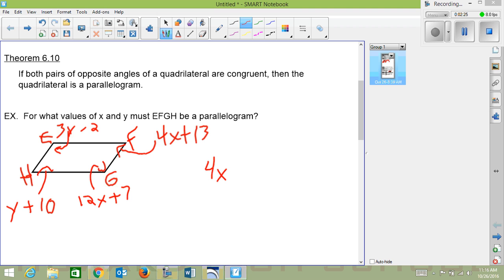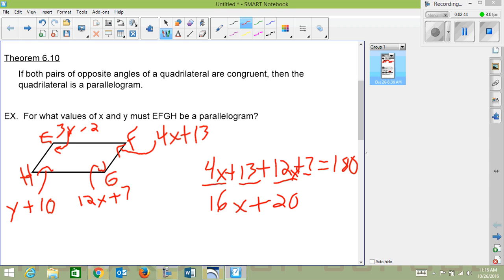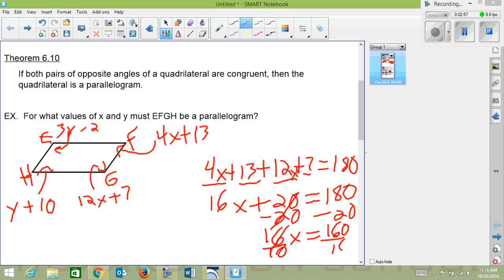So 4x plus 13 plus our 12x plus 7 has to equal 180 degrees. So 4x plus 12x is 16x. 13 plus 7 is 20. And that's going to equal 180. I just solve this two-step equation by subtracting 20. So I'm left with 16x equals 160. Divide by 16. Your x equals 10. So that's part of what we need to know.